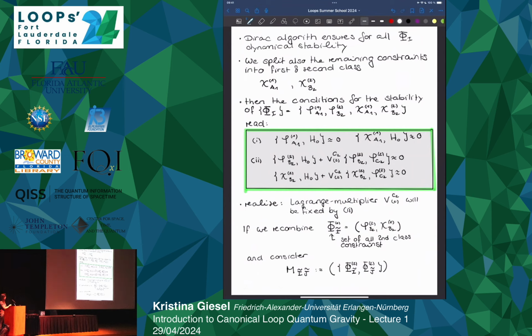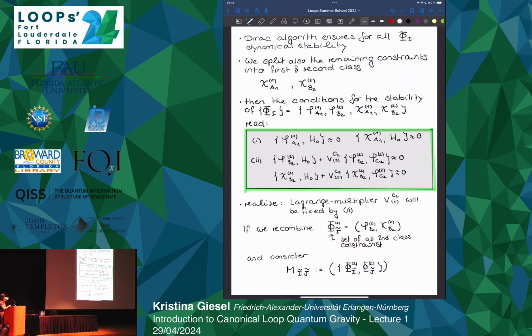And what enters in the stability condition is, of course, also the Poisson bracket with H naught, and then some combinations of secondary and primary constraints in general. Now, we know that in this first condition, we will not fix any Lagrange multipliers. This is a property of first class constraints. So if you have them in your system, they will just be arbitrary even in the final primary Hamiltonian.